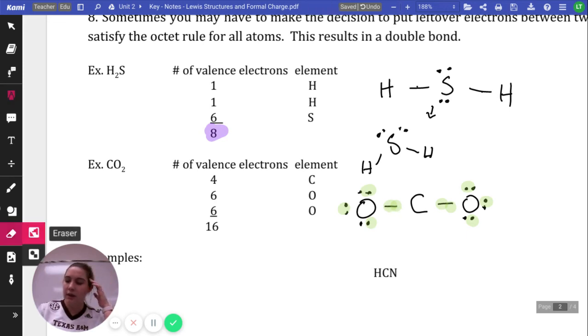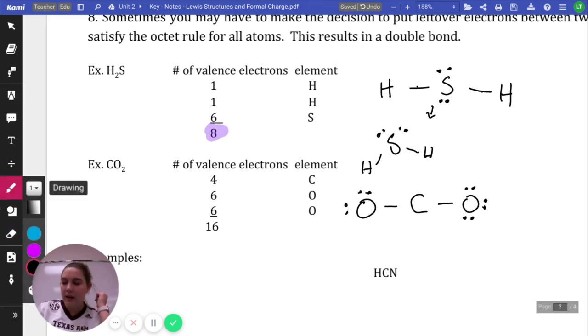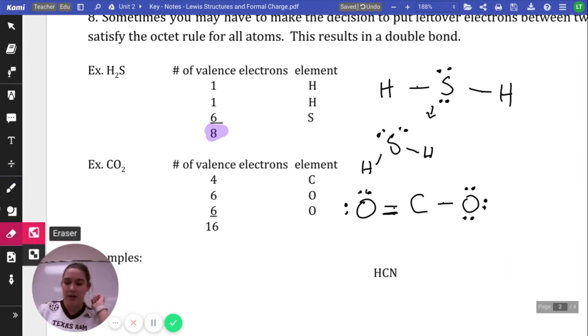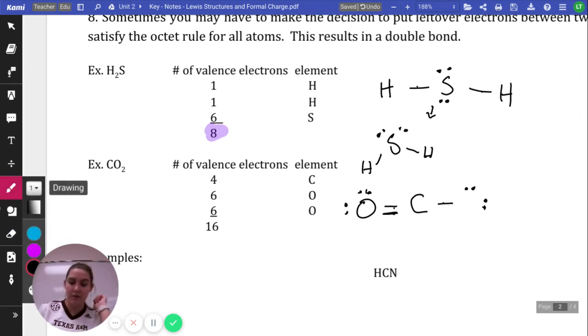And so what we do in a case like this, whenever we've used all of our electrons, we can't just add more electrons randomly. What we're going to do is steal a lone pair and put it in between and create a double bond. So now carbon has 2, 4, 6, and this oxygen still has 2, 4, 6, 8. So we're going to do it on the other side as well, taking that lone pair and creating a double bond. And now everybody has 8 valence electrons, and everybody is stable and is following the octet rule. So we're good.